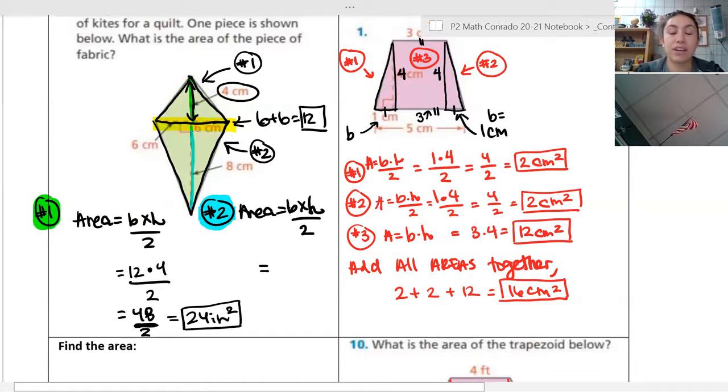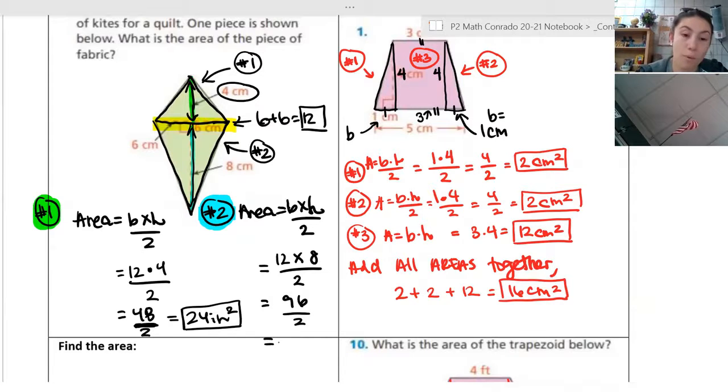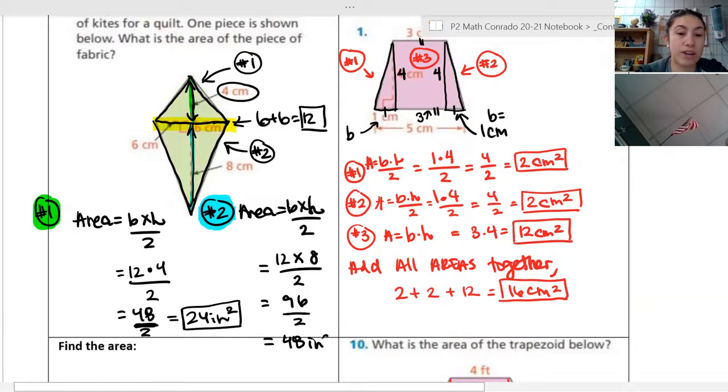Now let's find the area of the triangle for triangle number 2. The base we know is 12, and the height is 8. We're going to multiply 12 times 8 and divide it by 2. And 12 times 8 is 96. Divided by 2, 96 divided by 2 is 48 inches squared. So now we found the areas of both shapes separately.